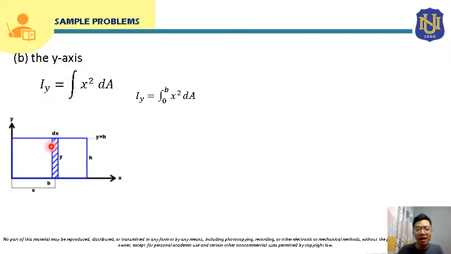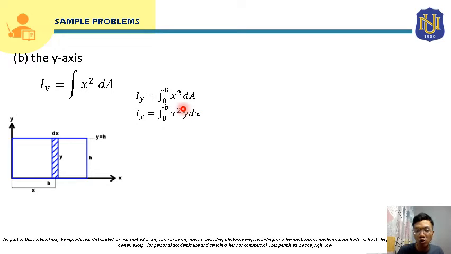So we will run this rectangular strip from here to here. Our limit here will be from 0 to b. That will be our limit, then x squared dA. For our dA, this is the differential area, so we will solve for the area of this rectangular strip. Since this is a rectangle, its area will just be base times height, so that will just be y dx. Now, we are going to integrate this with respect to x.